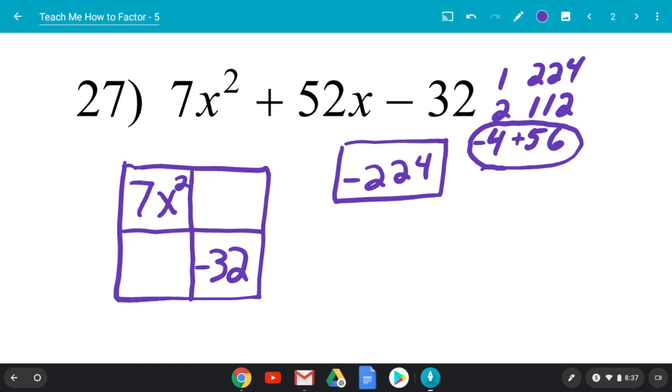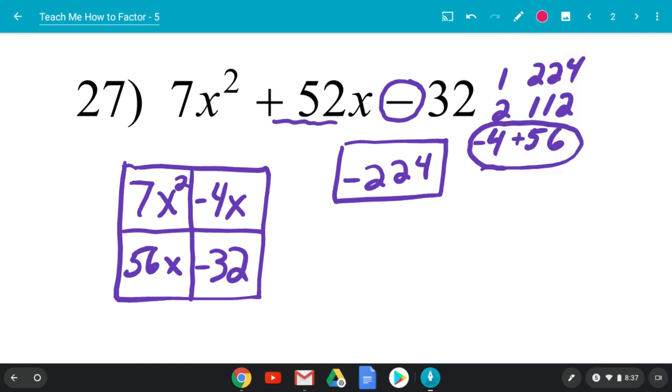Then I had to start listing the factors of 224. I'm going to keep listing those factors of 224 until I find two numbers with opposite signs that add together to get me 52. So I found 1 and 224, 2 and 112, 4 and 56. 56 minus 4 is 52, so that's the one I'm looking for. The larger number got the sign from the middle, so the 56 had to be positive, making the 4 negative. Now what do I do with those numbers? I put them in the other boxes. Negative 4x and 56x.